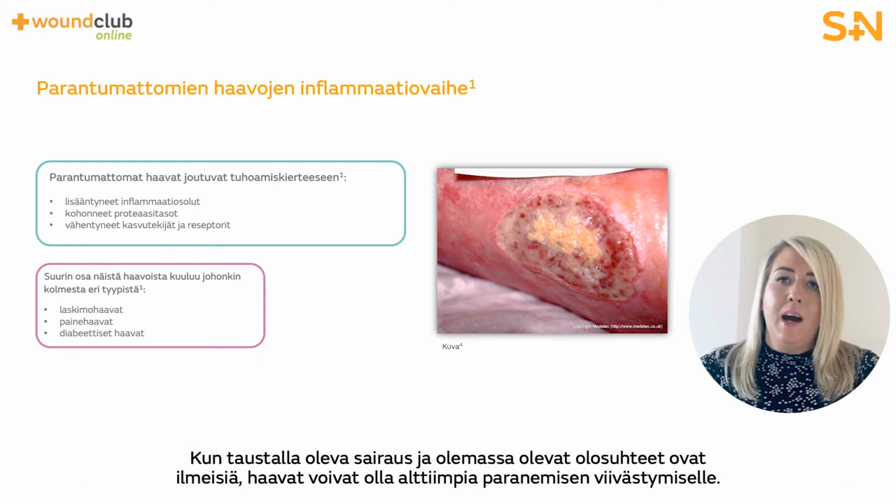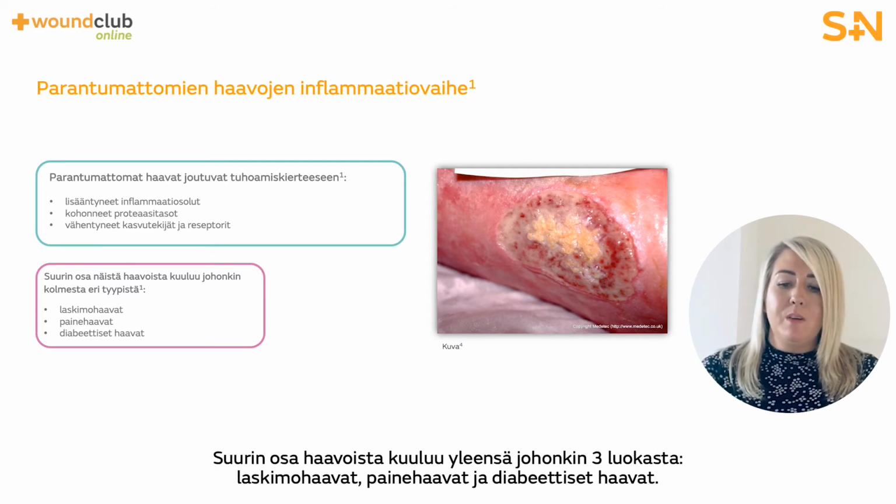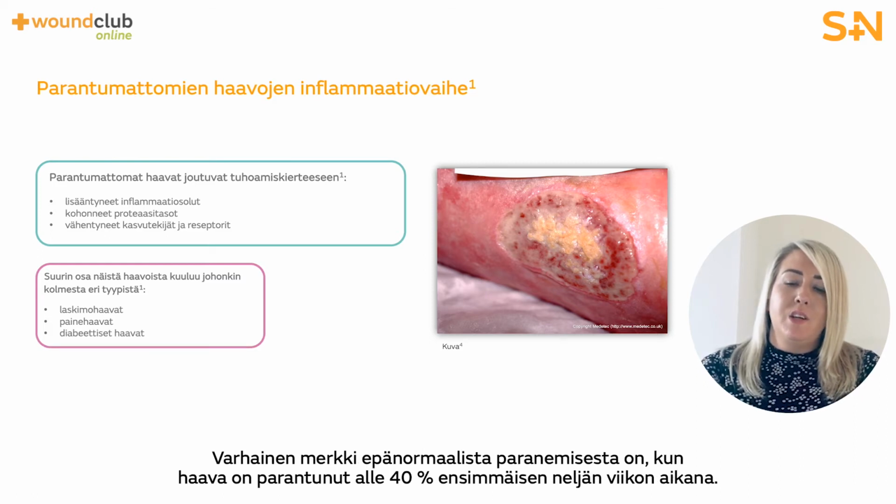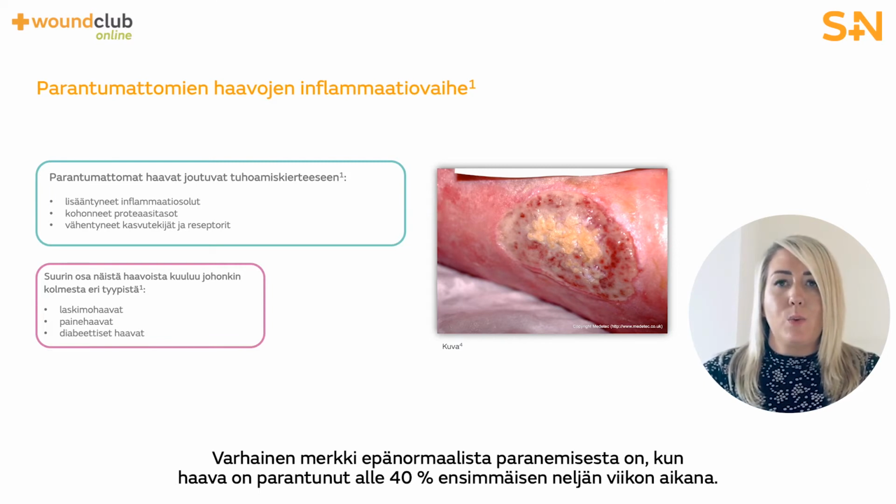In the instance where underlying disease and pre-existing conditions are apparent, wounds can be more susceptible to delayed healing. The majority of wounds often fall into 3 wound categories: venous leg ulcers, pressure ulcers, and diabetic foot ulcers. An early indication of abnormal healing is when a wound fails to heal by at least 40% within the first 4 weeks.